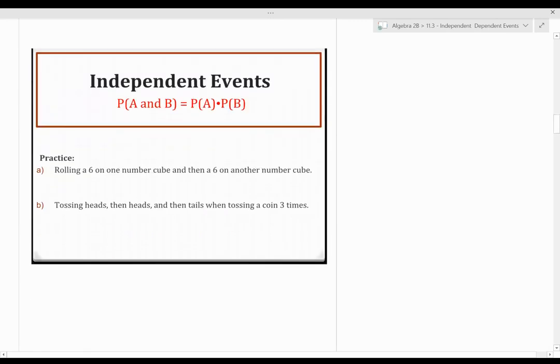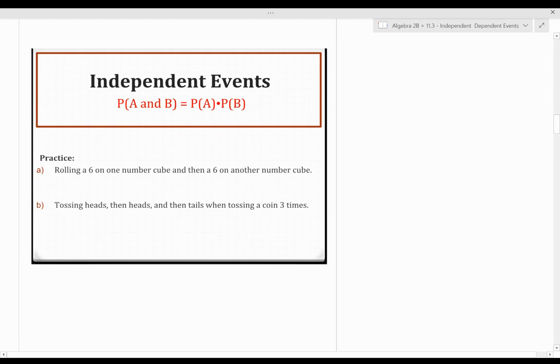Go ahead and try these two problems. For the record, when it talks about rolling a number cube, it's just talking about rolling a regular 6-sided die that you might have used in a game. All right, so we want to know the probability of rolling a 6 on a die and then another 6. Well, rolling one doesn't affect the outcome of the other, so I'm going to say they're independent.